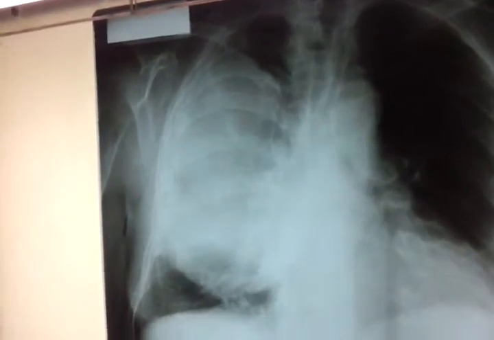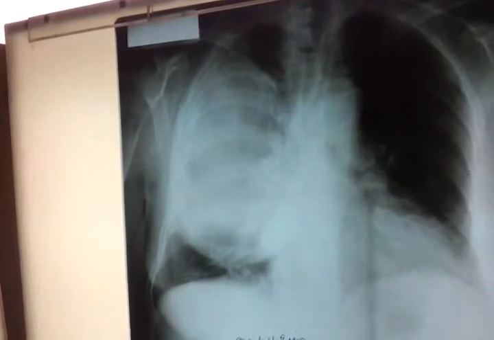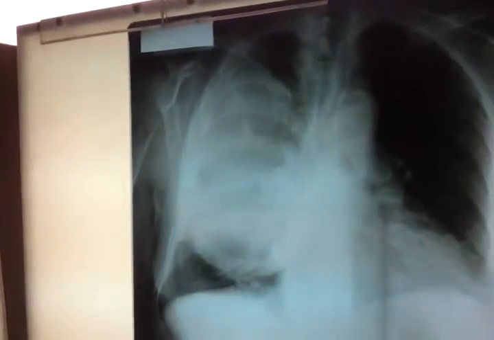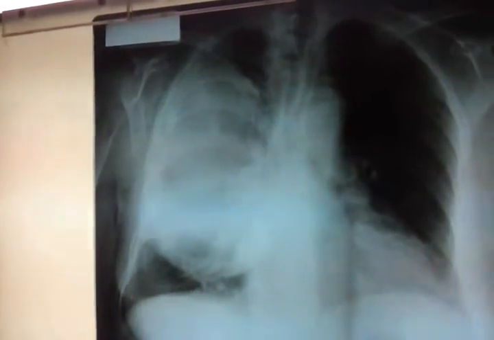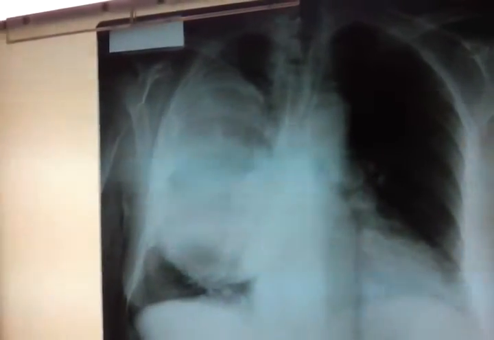With a mass, we should keep in mind that it is either malignancy. Yes, we should keep this in mind. Because she is a smoker, she smoked 20 cigarettes per day for more than 20 years. Most probably this is a CA bronchus.